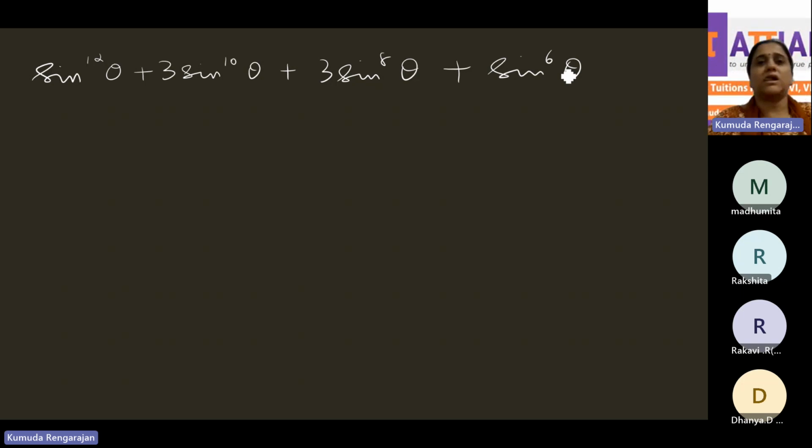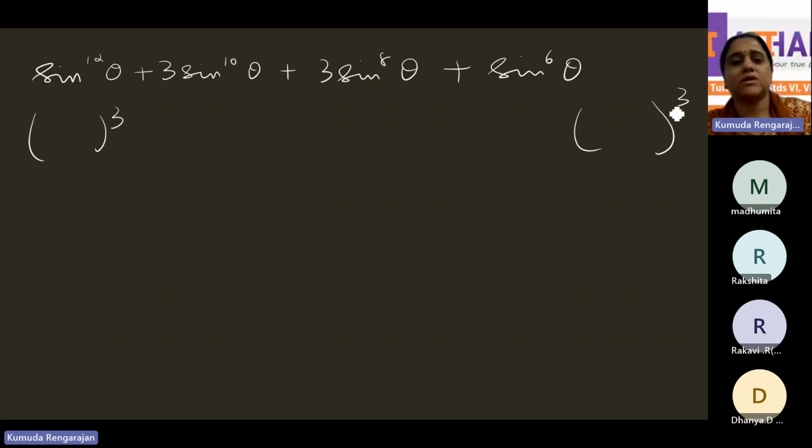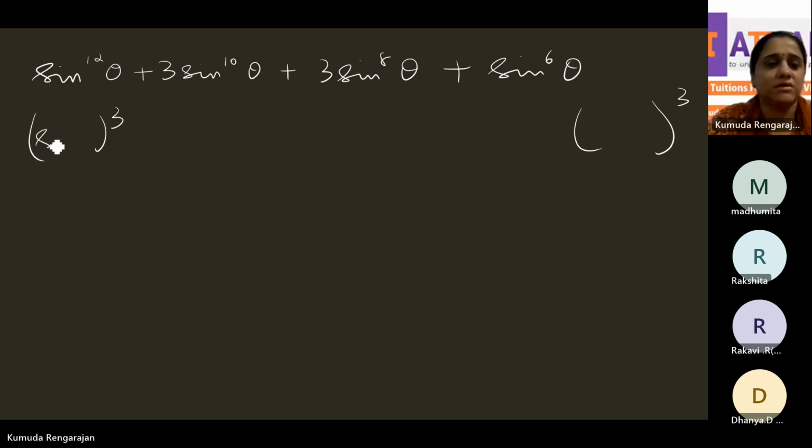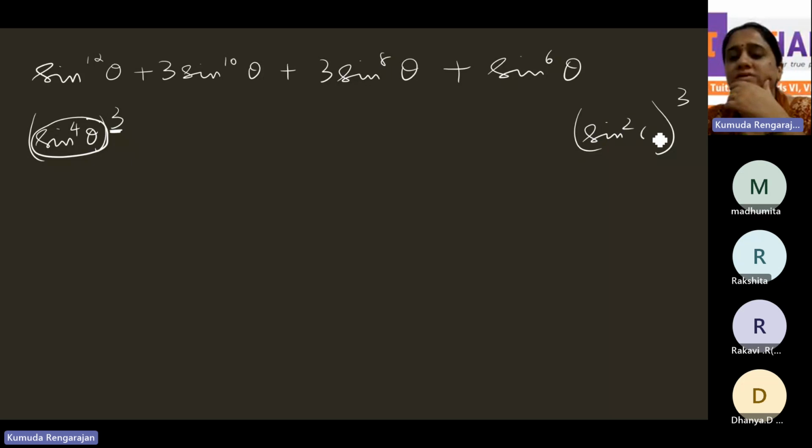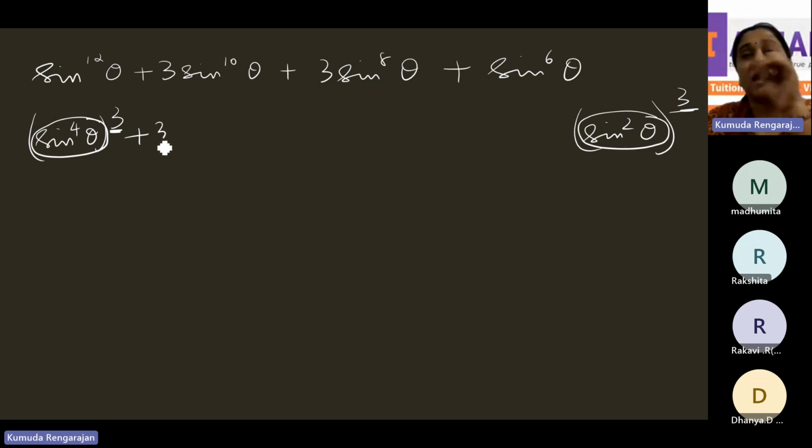No, see here. This is only a cube. This is b cube. Here, this is a cube, so what is a then? Sine theta to the power 4. This is a. Now fill b: sine square theta. This is b cubed. Now plus 3. The identity is 3a square b. That's what we are writing.